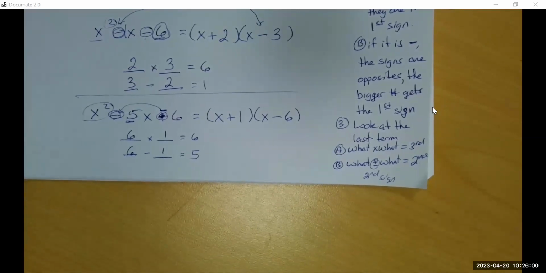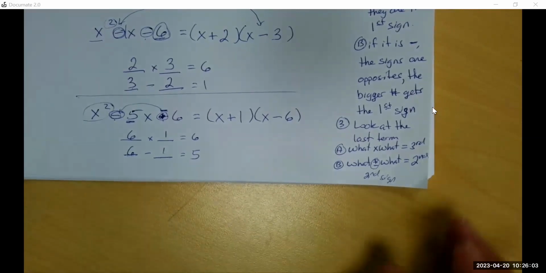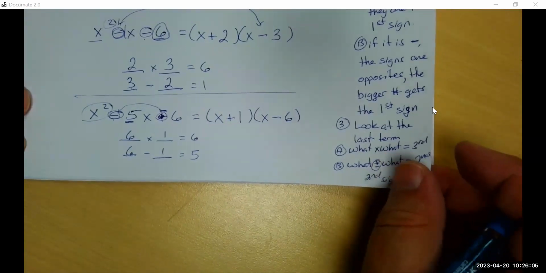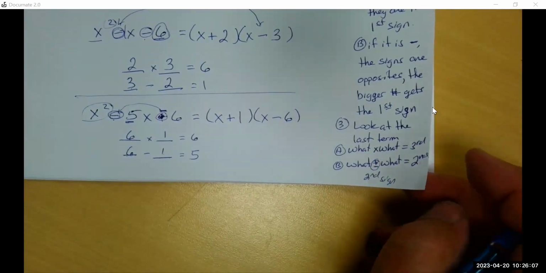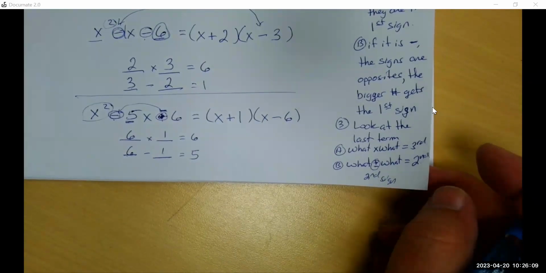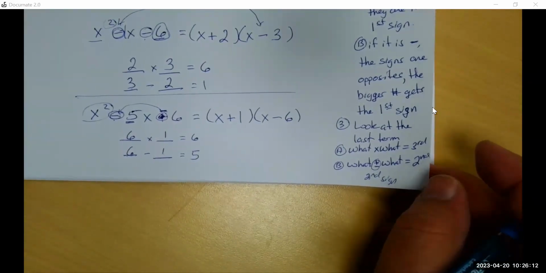That's factoring. Not as hard as you thought it was going to be, did you? If you would learn it this way, it'd be much easier.